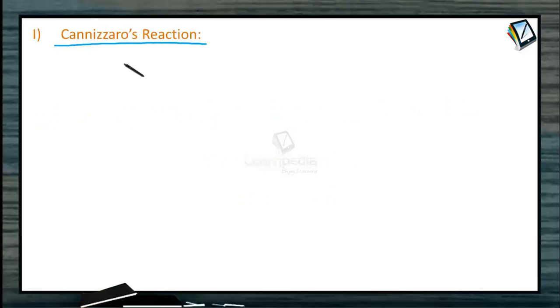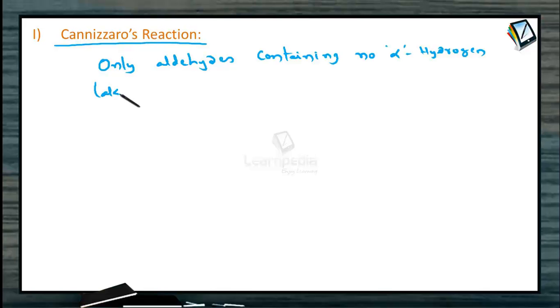Cannizzaro's reaction. This is the reaction that is given only by aldehydes. That is, only aldehydes, that too containing no alpha hydrogen, take part in Cannizzaro's reaction. So these aldehydes having no alpha hydrogen, when refluxed, that is strongly heated with strong alkali such as concentrated NaOH or concentrated KOH, that is a 50% solution, undergo self-oxidation and self-reduction.